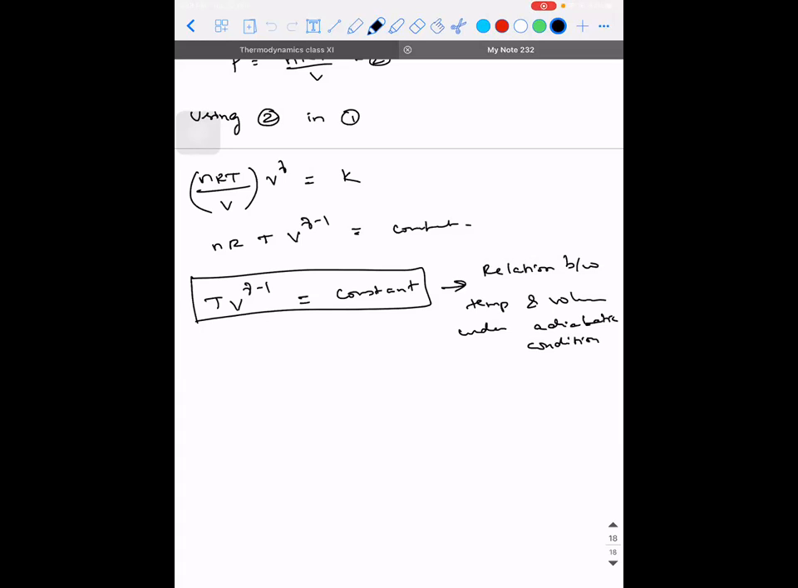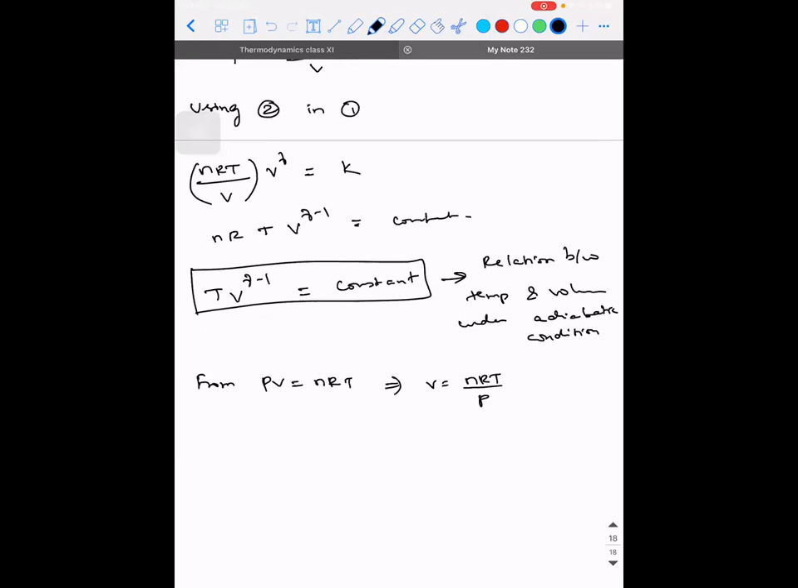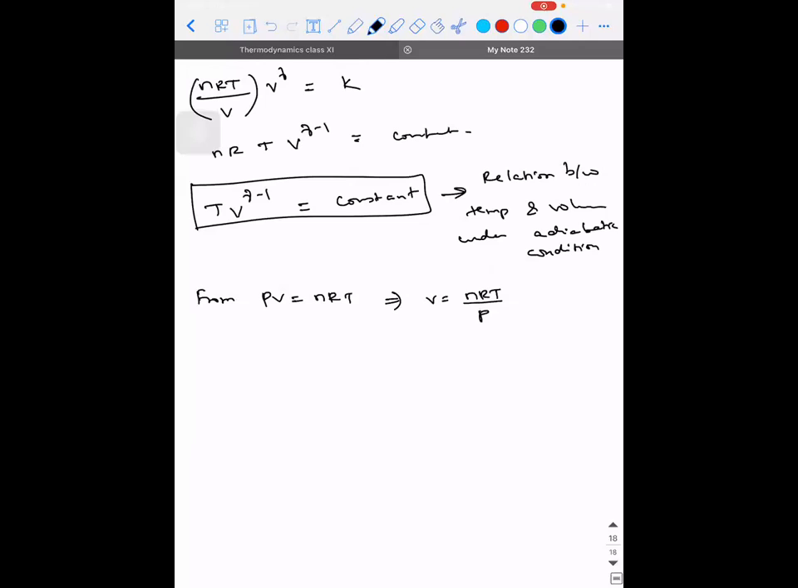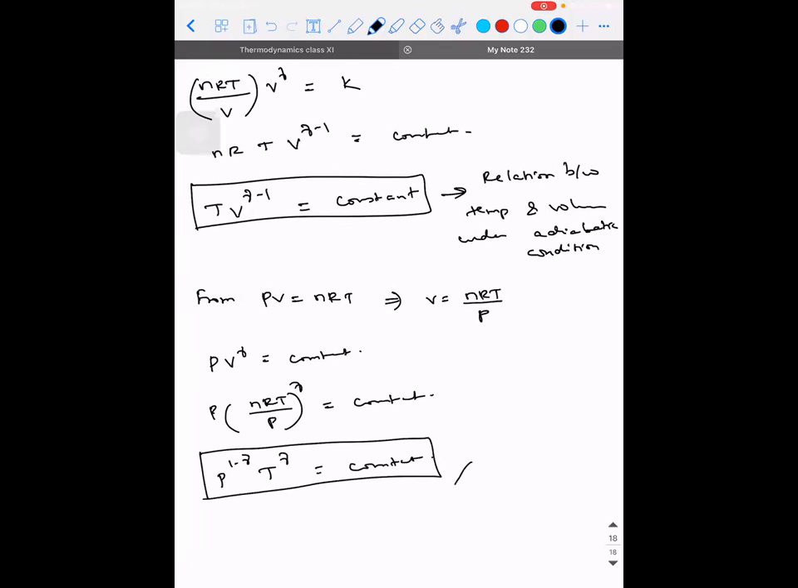So did you find? Okay. We know that V is equal to nRT divided by P, and we know that PV power gamma is equal to constant. So in the place of V, I can write nRT by P, the whole power gamma. So P into (nRT by P) power gamma is a constant. So P raised to the power 1 minus gamma into T power gamma should be a constant. This is the relation between pressure and temperature under an adiabatic process.